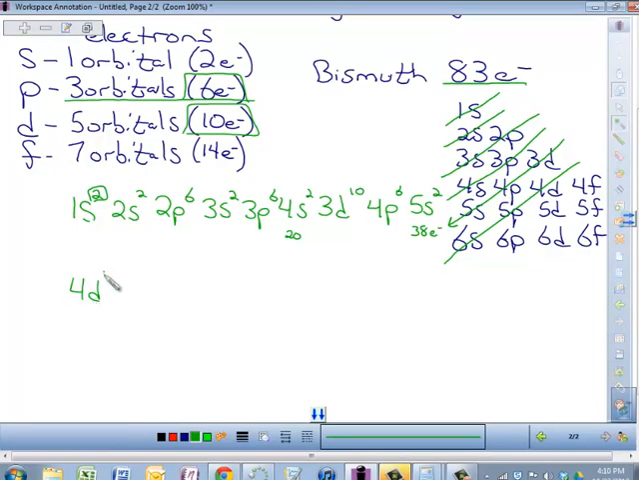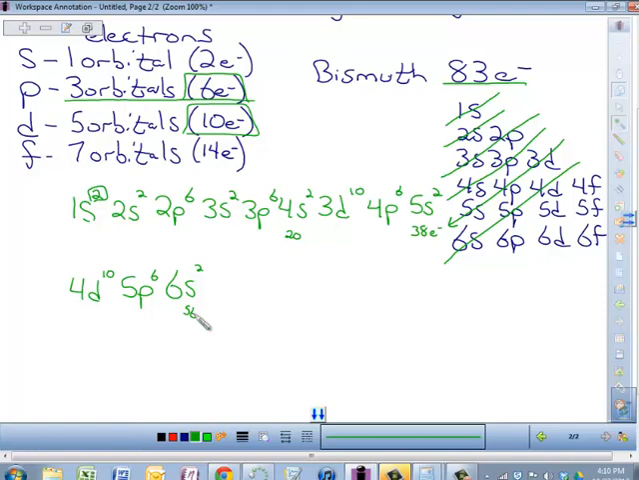Again, d's are going to hold 10. After 4d comes 5p. Again, p's will hold 6 of them. After 6p comes 6s, and that'll hold 2. So again, let's go ahead and look. We've got 38 back here, plus these 10 gives me 48. 48 plus these 6 is 54, and then those 2. So right now we're at 56, and we need to go up to 83.